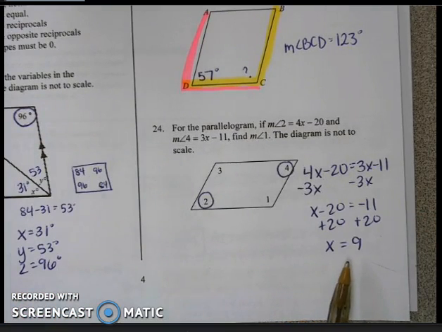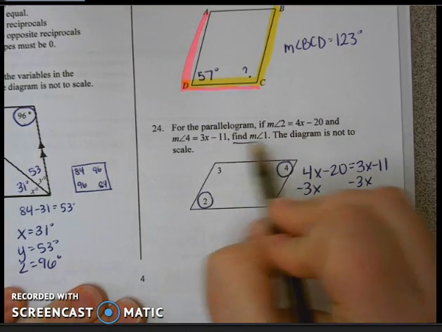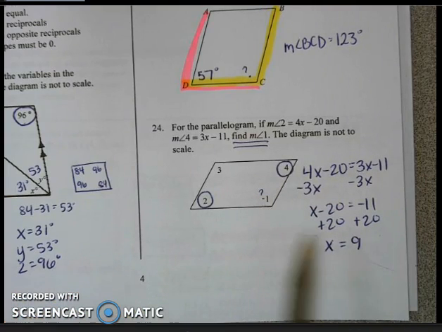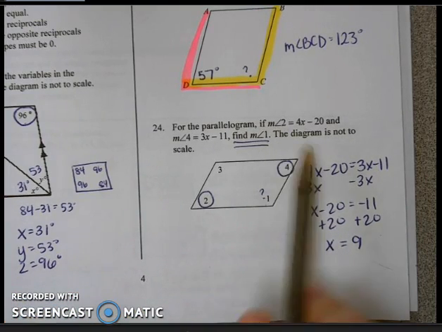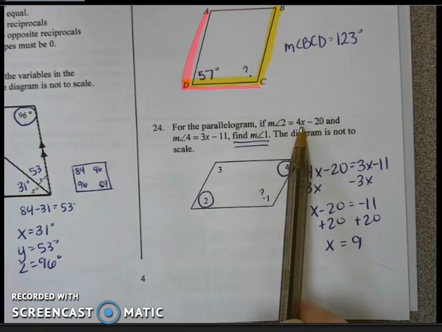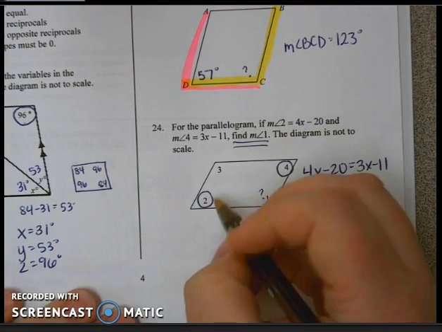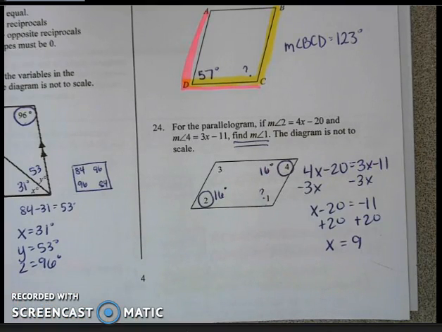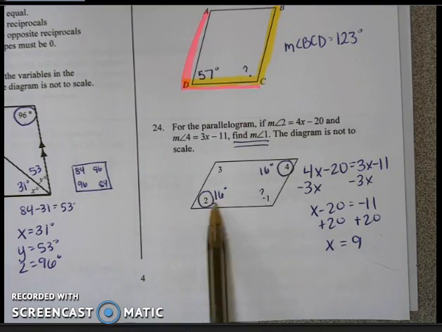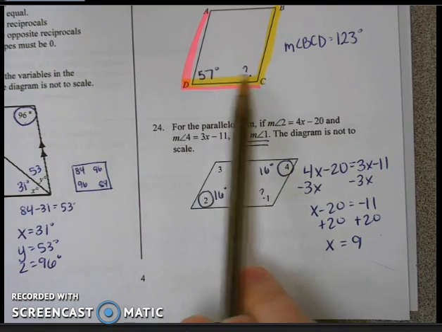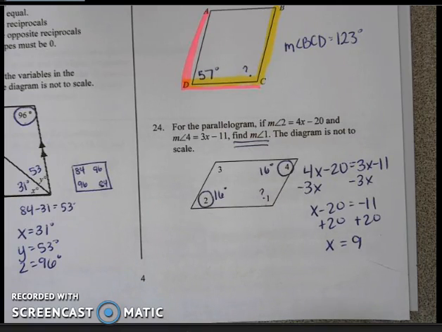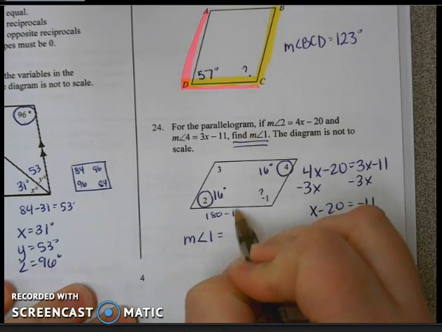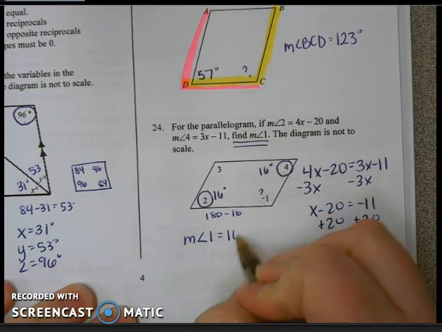So now that I know what x is, this is asking me to find the measure of angle 1, which is not something we solved for. If I plug 9 in for angle 2, so 4 times 9 is 36, minus 20 gives me 16 degrees. If those are 16, how do I know the relationship there? Again, anything that's consecutive will add up to 180 degrees. So the measure of angle 1 is 180 minus 16, or 164.